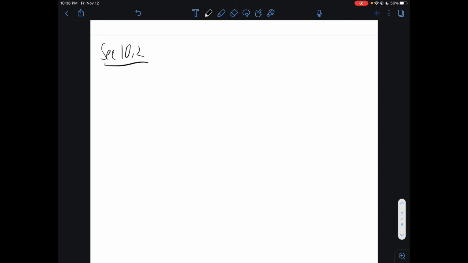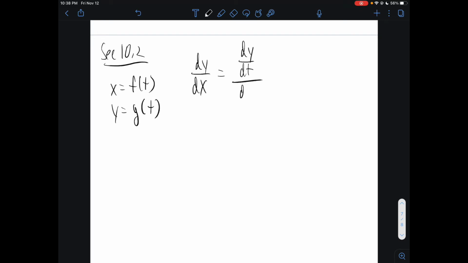So in section 10.2, we start by learning how to take derivatives. And so if we have something like x is a function of t and y is another function of t, then if we want to find the derivative of y with respect to x, that really just amounts to finding the derivative of y with respect to t and then dividing by the derivative of x with respect to t.